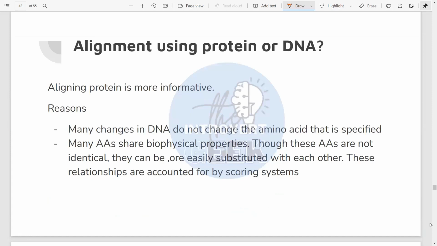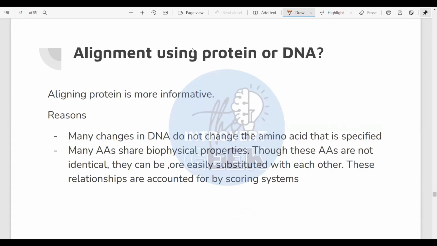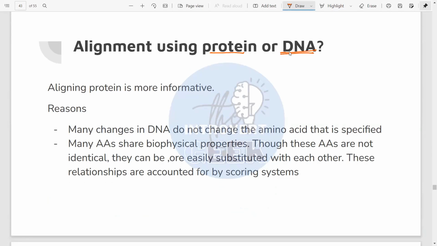Now, if anybody asks you a question for alignment purposes, which sequence should you use? Should you use a protein sequence or should you use a DNA sequence? What would be your answer? Sadly, I've already put the answer, but hopefully you all said that aligning proteins is more informative.